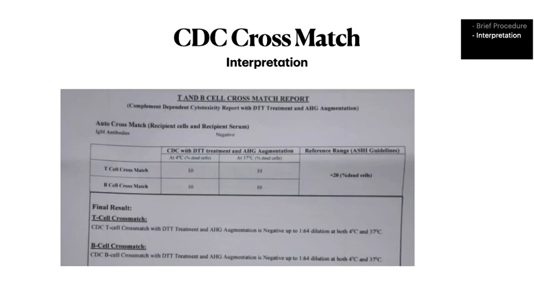So here the elements are: the auto cross match has to be done, DTT treatment has to be done, of course augmentation with immunoglobulin has to be done at 4 and 37 degrees centigrade, and the T cell and B cell have to be separated. Some centers don't separate T and B cells, they just give a total cross match, and again, that's not acceptable, and then dilution is also done.